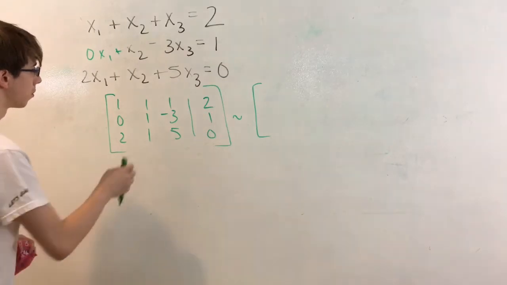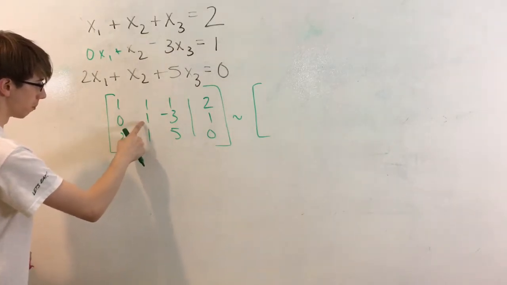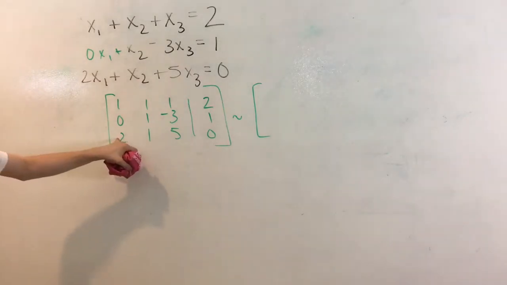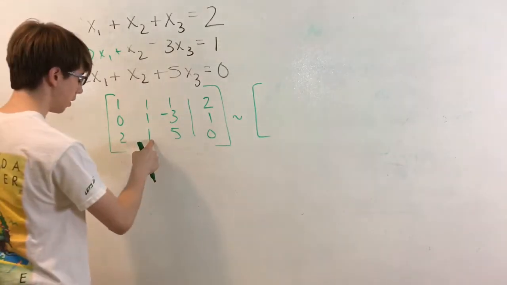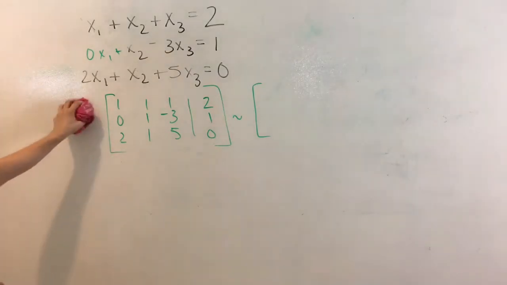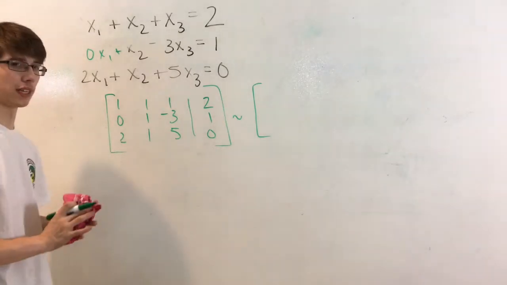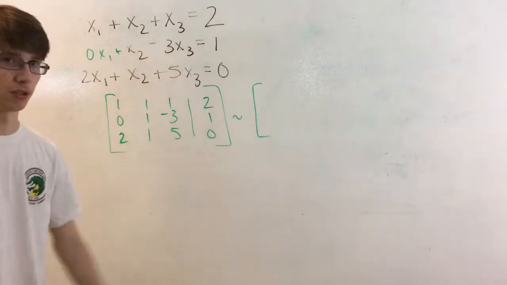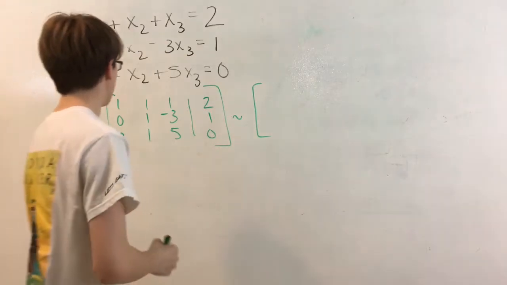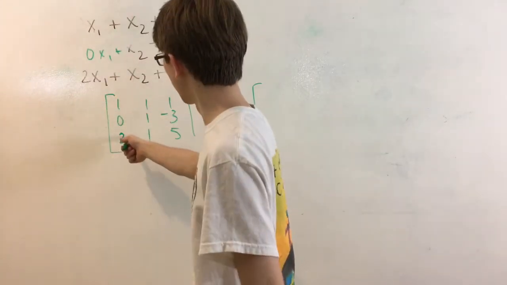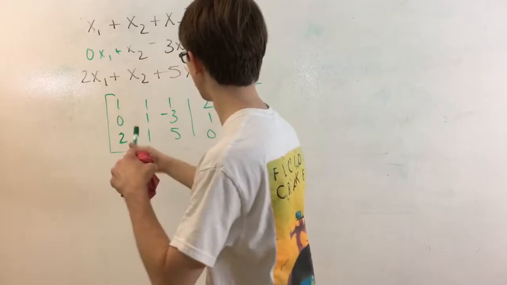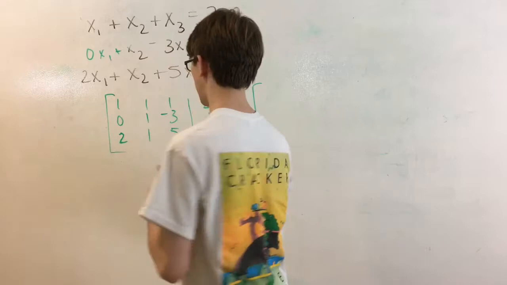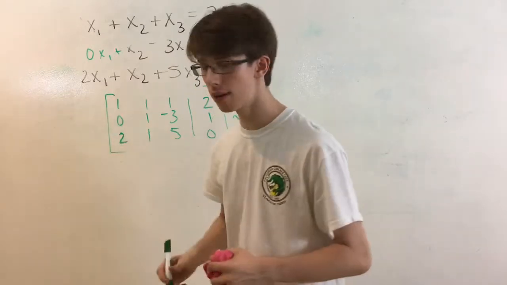Second row, well, this is already good, but we want to get rid of this 2 here and this 1 here because they're supposed to be zeros. They're only supposed to be zeros below that leading term in an echelon form. And we're going to put this in echelon form and then into row reduced echelon form. So how are we going to get this 2 to be 0? Well, we would do row 3 plus negative 2 times row 1. That would be 2 plus negative 2 times 1, that would be 0.